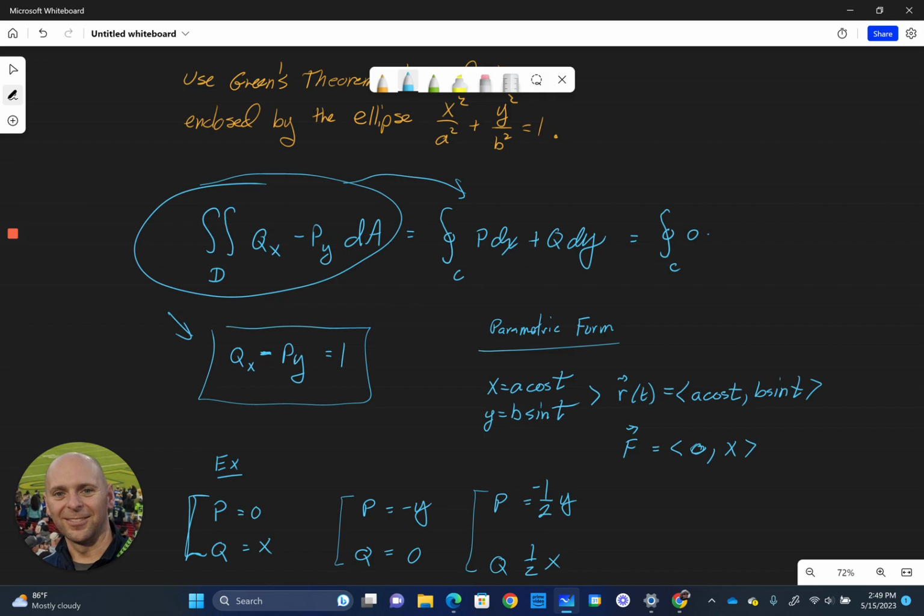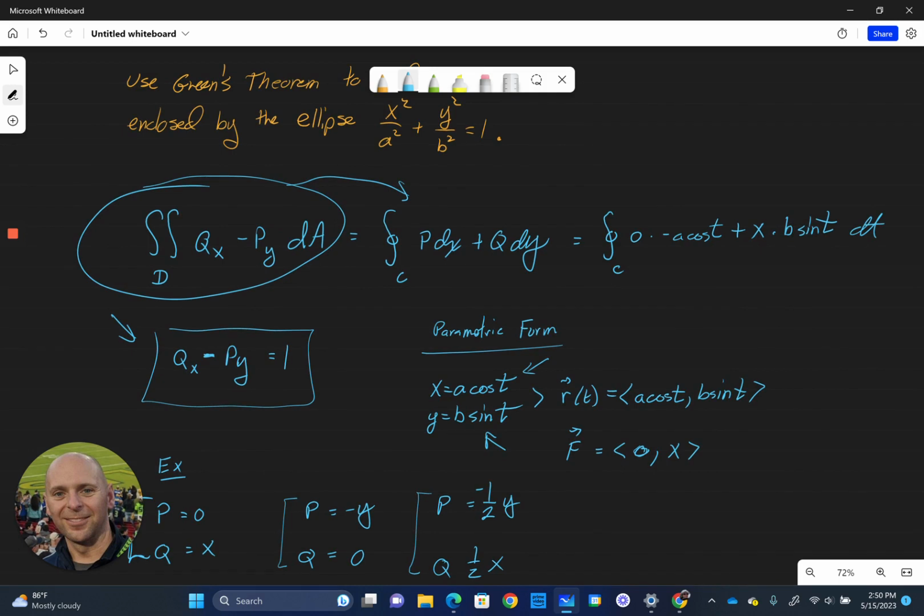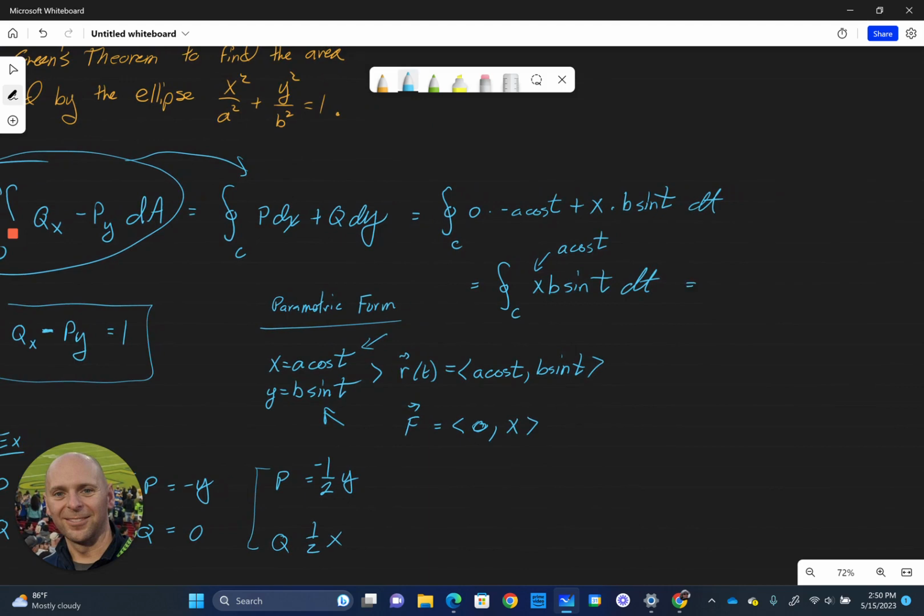I'll write it out. Obviously it's going to be 0 times dx, and dx is going to be minus a sine t dt. Obviously, again, that's going to be 0 plus Q times dy. So Q is x times dy. Here's our y. y is going to be b sine t, so dy is b cos t dt. So we end up with an integral over the curve C of x b cos t. So last thing we need to do then is to just sub in for x. Really should have done that earlier, but that's all right. x here being a cos t. So it looks like we have the integral over C of a b cos squared t dt.